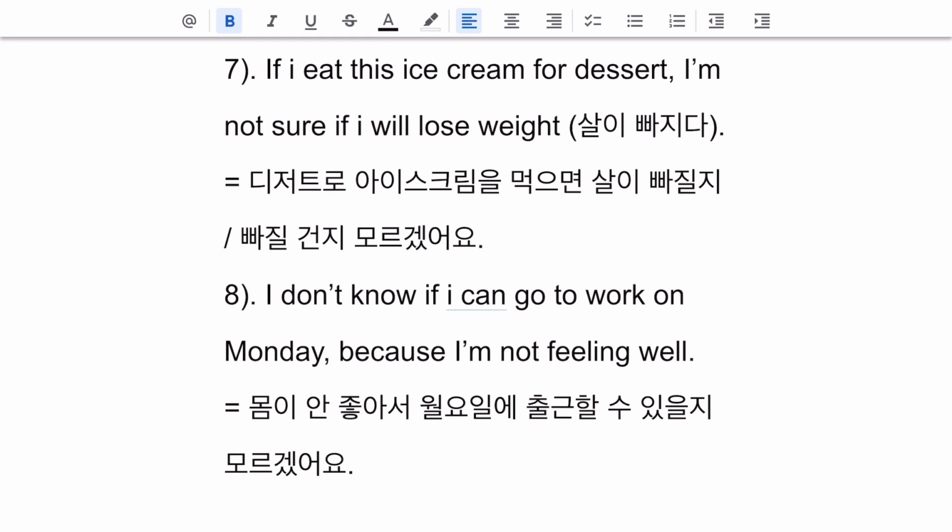If I eat this ice cream for dessert, I'm not sure if I will lose weight. 디저트로, and so if you want to say for a specific meal, usually we want to use 으로 like for breakfast, 아침으로, for lunch, 점심으로, 저녁으로 for dinner. So 디저트로 아이스크림을 먹으면 살이 빠질지 모르겠어요. Or 살이 빠질 건지 모르겠어요.